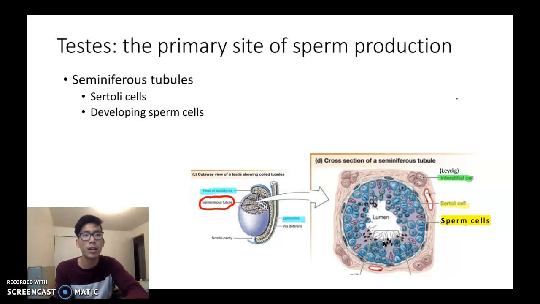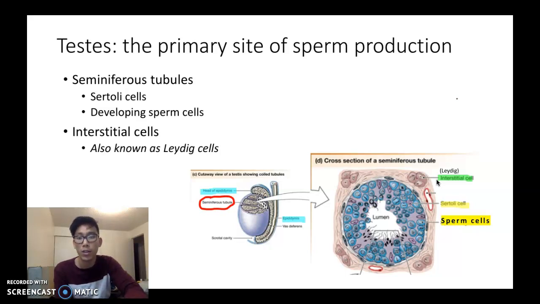And these extend from the bottom of the basal lamina all the way to the tubular lumen. The other important cell type, highlighted in green, is the interstitial cell, and they are located in the interstitial space between the seminiferous tubules.